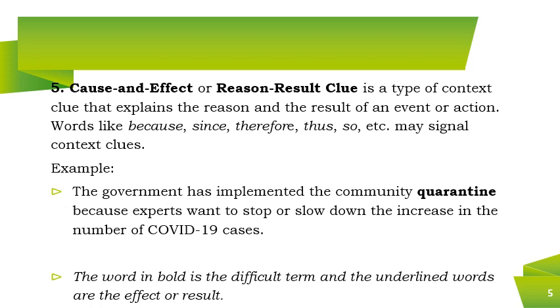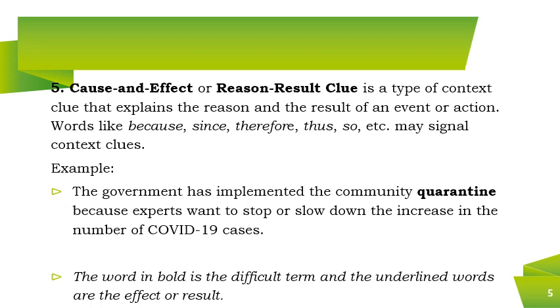Next, the fifth one is the cause and effect or reason result clue. When we say cause, reason. When we say effect, result. That is why cause and effect or reason result clue is a type of context clue that explains the reason and the results of an event or action. Words like, ito yung mga tatandaan, we have because, since, therefore, thus, so, and etc. Marami pa. Okay? So they may signal context clues.